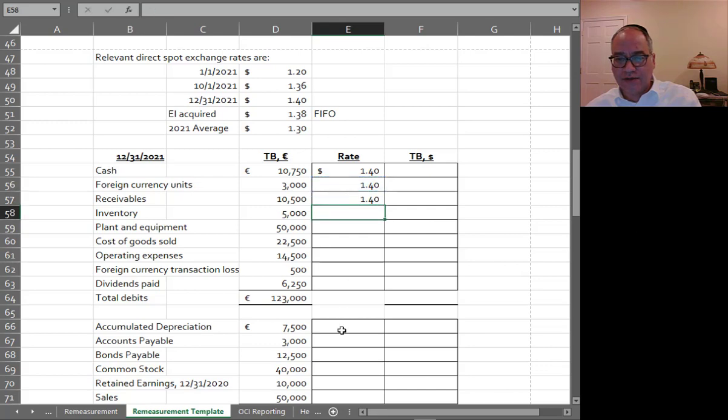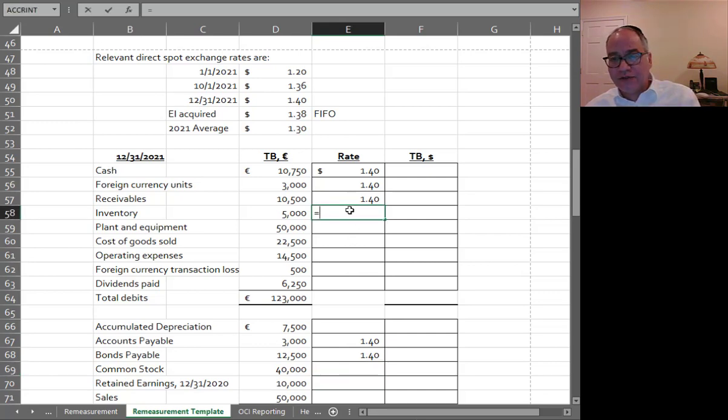Receivables is also a monetary asset. Accounts payable is also a monetary liability, as is bonds payable. So these are your current assets. These use the current rate. These are your monetary assets.